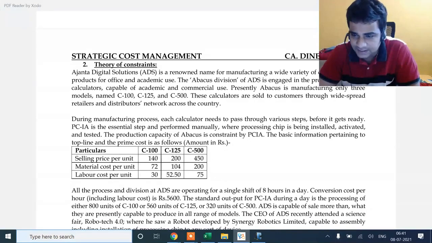During basic background, I'm not seeing anything as of now which is going to help me in solving the question. During the manufacturing process, each calculator needs to pass through various steps before it gets ready. PCIe is the essential step and performed manually, where the processing chip is being installed, activated and tested. So there's a process called PCIe. Production capacity of Abacus is constrained by PCIe.